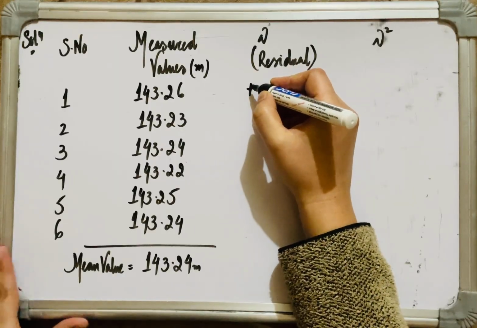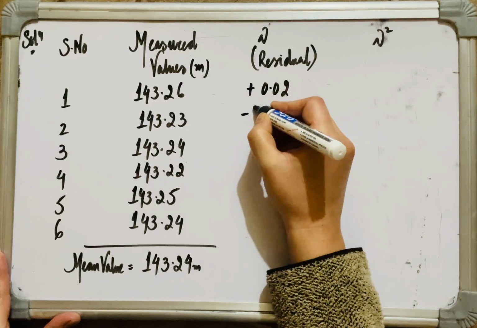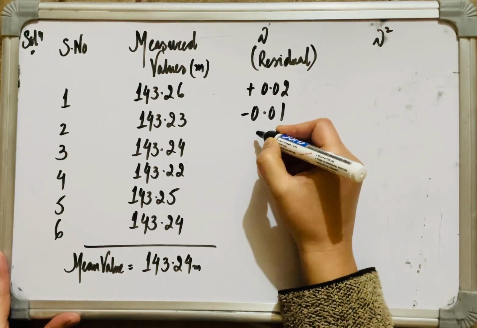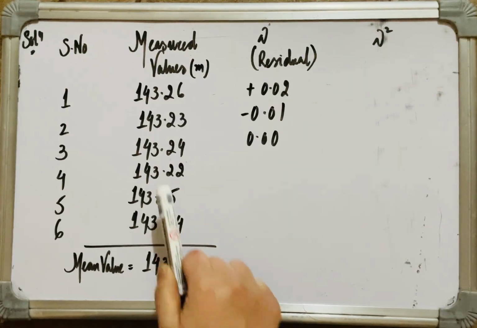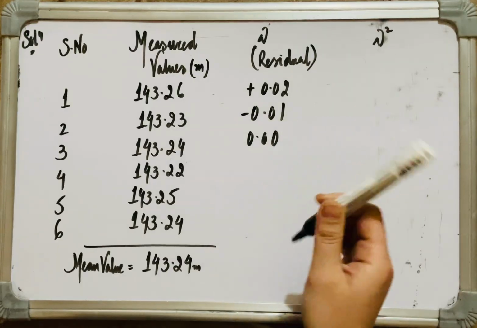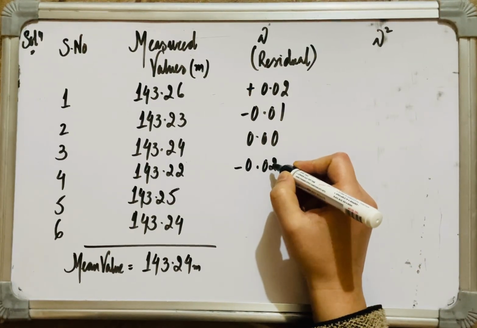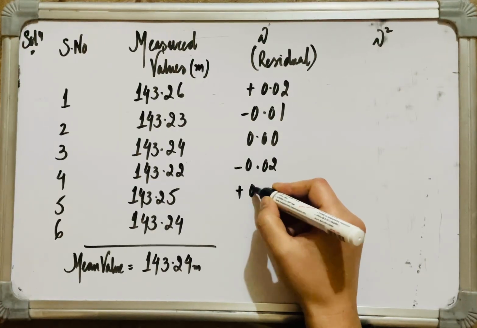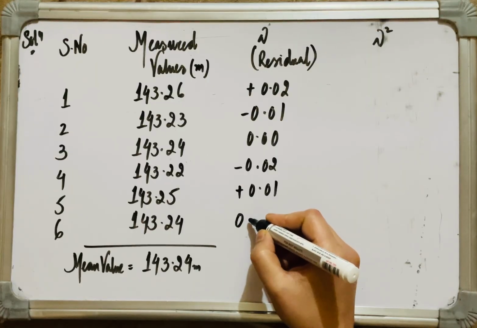The first one is plus 0.02. Next one is minus 0.01. Then we have 0. Why? Because the measured value and the mean value are the same. 143.24 minus 143.24, it's 0. Then we have minus 0.02. Then plus 0.01. Then again 0, because the measured value and the mean value are the same.